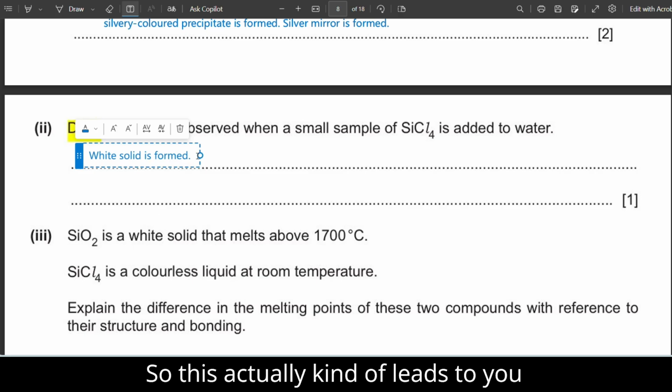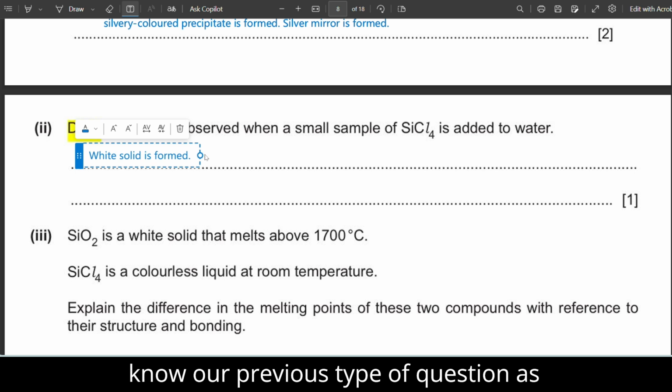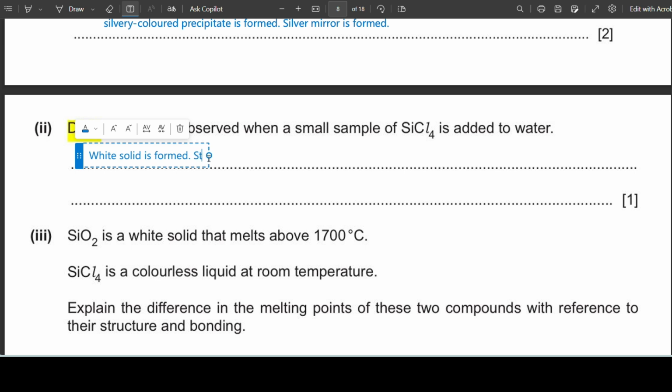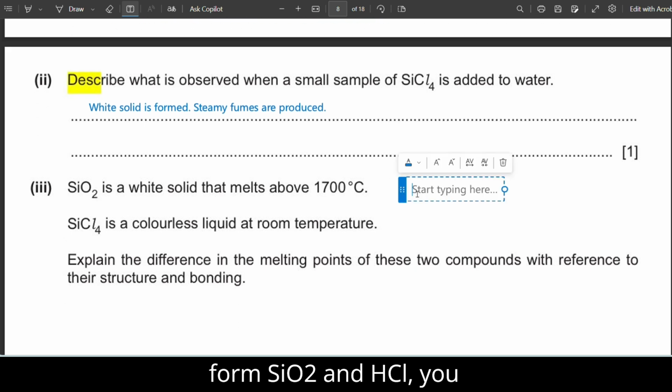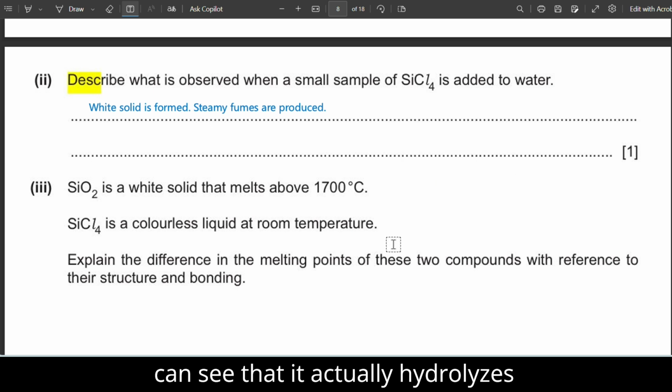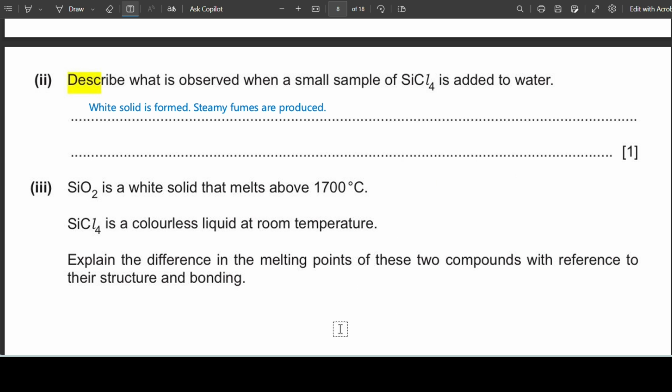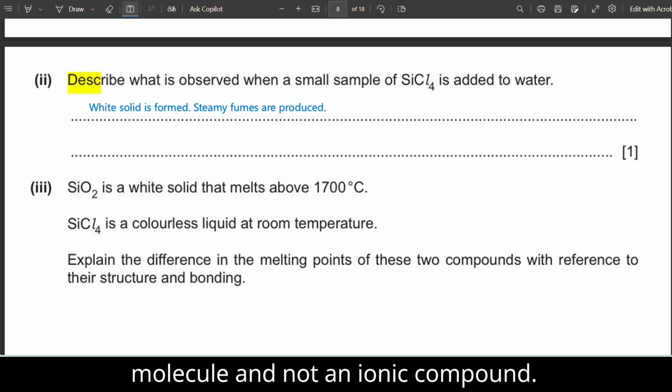So this kind of leads to our previous type of question as well. Because SiCl4 reacts with water to form SiO2 and HCl, you can say that it hydrolyzes when you add water to it. So this proves that it is a molecule and not an ionic compound.